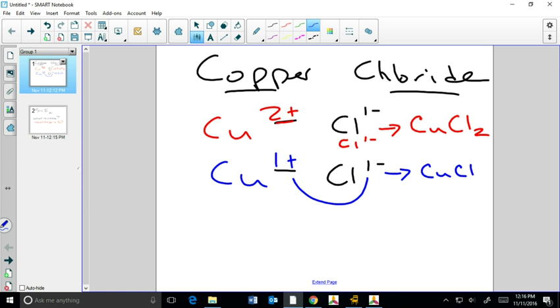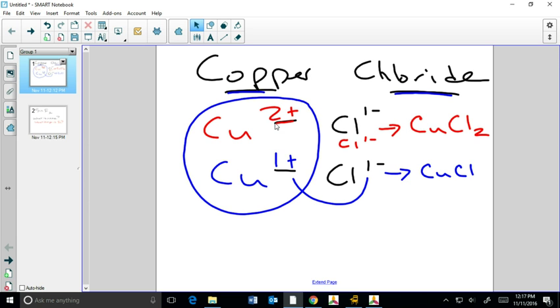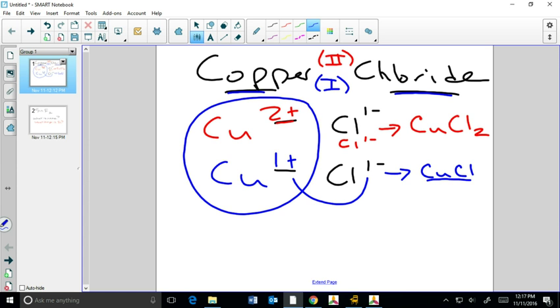So how do I know, in the name copper chloride, which one it is? It's very simple. I use Roman numerals to tell me the charge of the copper. So if I'm using copper 2+, then I'm going to write it as copper 2 chloride. If I was using copper 1+ to make CuCl, then I would write it as copper 1 chloride. And I do use those Roman numerals to do that.